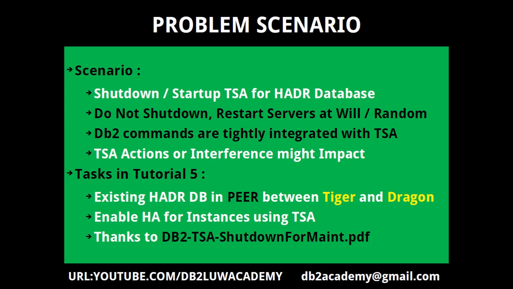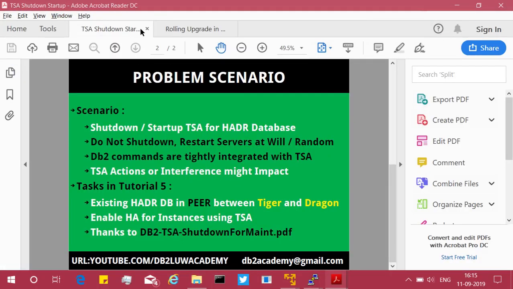For this tutorial, we already have set up everything. The HADR database is in peer state between the Tiger and Dragon servers, Tiger being the primary and Dragon the standby. And we have enabled high availability for the instances using the Tivoli System Automation product. The shutdown and restart procedures we are talking about are well documented in the DB2 TSA shutdown for maintenance PDF. Special thanks to those authors, without whom this video would not be possible. I also learned a lot, and it's not a very huge document, so you can just read through it.